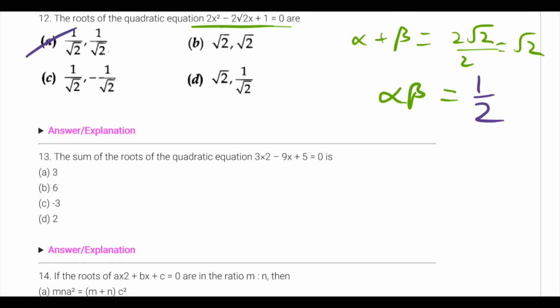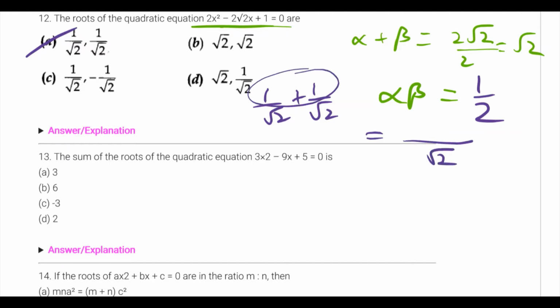So the sum is 1 by root 2 plus 1 by root 2, which equals, with the same denominator root 2, and adding the numerators, it's 2. So 2 by root 2 equals root 2. And the product equals 1 by root 2 into 1 by root 2, which is 1 by 2.